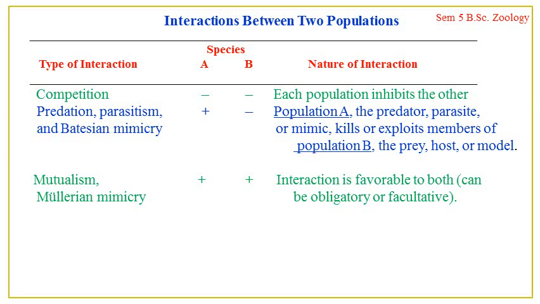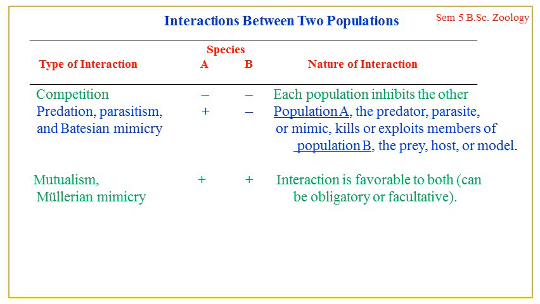The third one is mutualism and Mullerian mimicry, in which both are getting benefited. In Mullerian mimicry, just imagine there is a poisonous species, a butterfly. If it is eaten by a bird, the bird may die off. If there is another butterfly that is not poisonous, to escape from getting eaten by the bird, it mimics the same morphological pattern as is found in the first species, the poisonous one. Just imagine species A is poisonous and has a specific coloration on its body, maybe black and red markings.